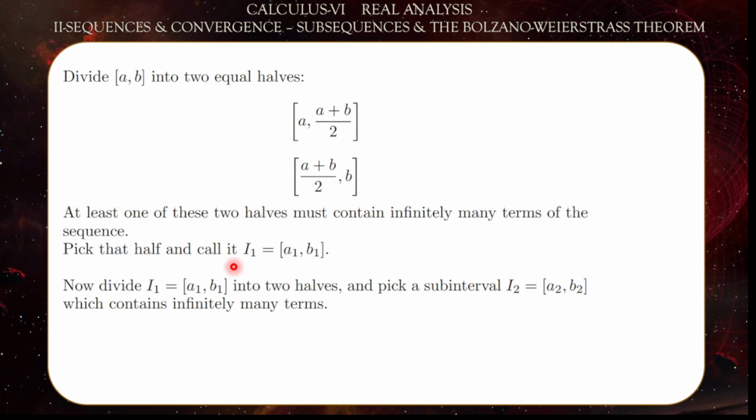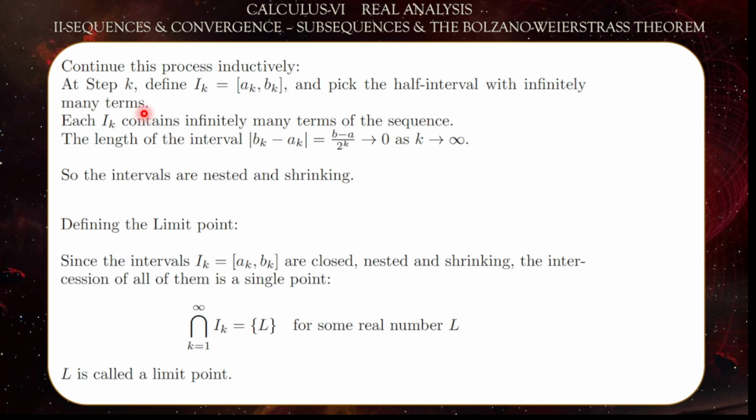At least one of these two halves must contain infinitely many terms of the sequence. Pick that half and call it I1 equals [a1, b1]. Now divide I1 into two halves and pick a subinterval I2 equals [a2, b2], which also contains infinitely many terms. Continue this process inductively. At step k, define Ik equals [ak, bk] and pick the half interval with infinitely many terms. Each Ik contains infinitely many terms of the sequence. The length of the interval, bk minus ak, equals (b minus a) divided by 2 to the power of k. It reaches 0 as k approaches infinity, so the intervals are nested and shrinking.